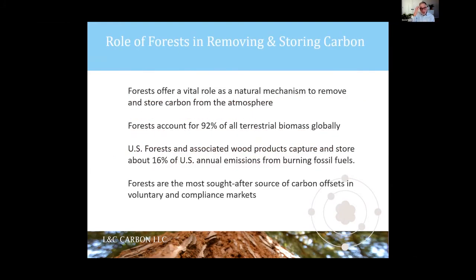So, first, as I think all the participants here know, forests offer a vital role as a natural mechanism to remove and store carbon from the atmosphere. And you'll hear the term working natural lands, and forests are a major component of working natural lands here in the U.S. and around the globe. When you look around the globe, forests account for 92% of all the terrestrial biomass globally.